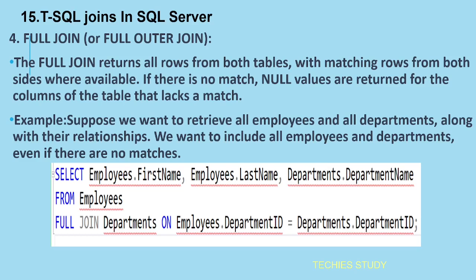Suppose we want to retrieve all employees and all departments along with their relationships. We want to include all employees and departments even if there are no matches. We will see the examples for this in the next session also.